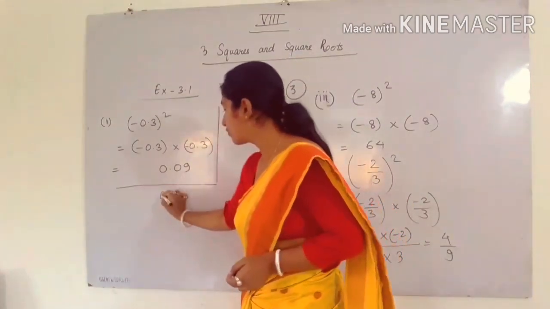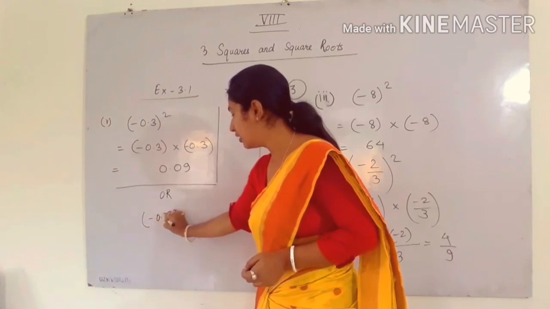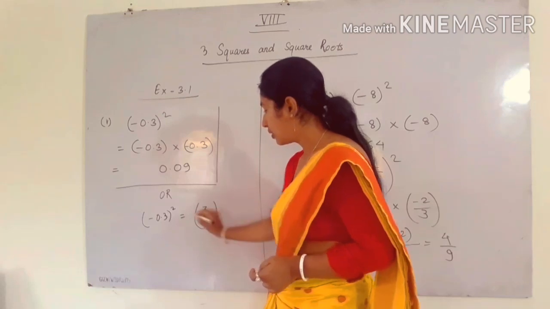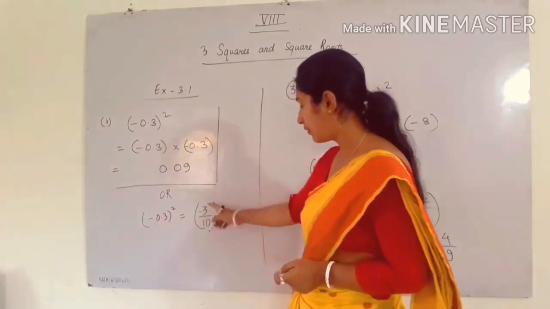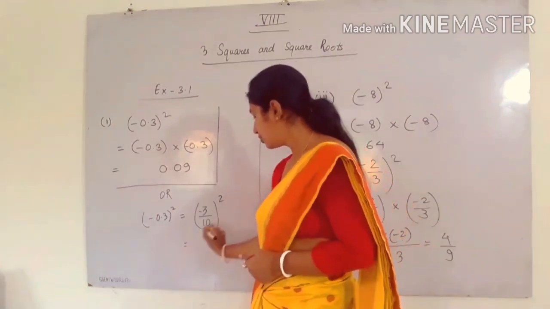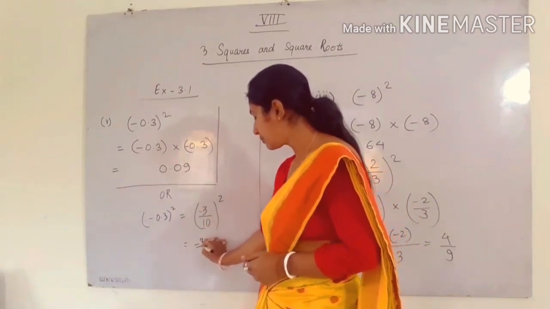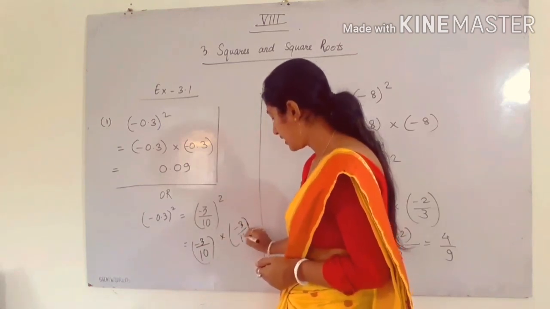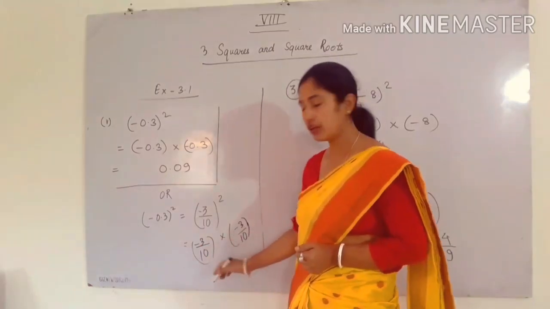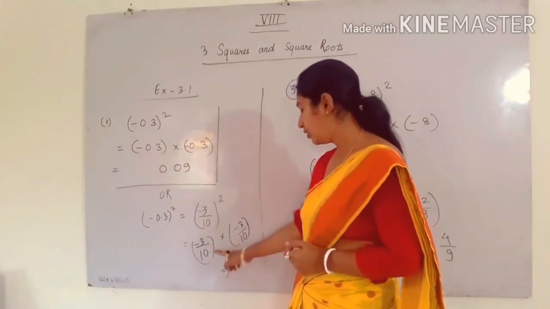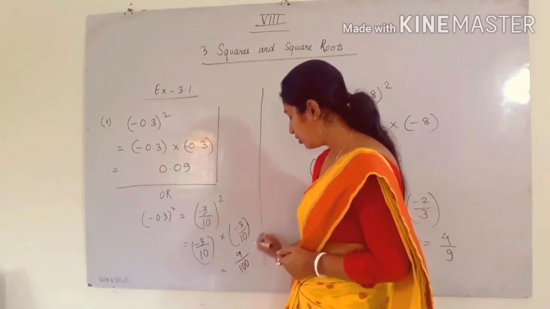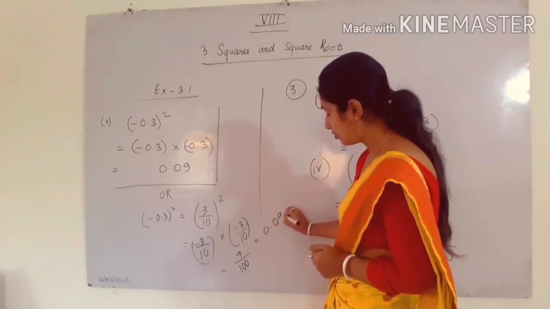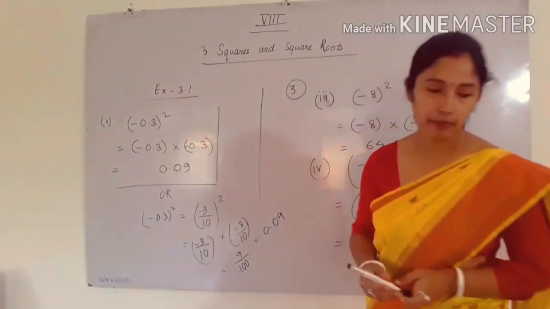Or you can do it in this way also. So minus 0.3 whole square is equal to, you can write minus 3 by 10 whole square, because when we convert this decimal into fraction, we will get 3 by 10. So that means minus 3 by 10 into minus 3 by 10. So minus 3 into minus 3, you have to write in numerator, you will get plus 9, and 10 into 10, you will get 100. So 9 by 100, in decimal again we can write it as 0.09. So the answer is the same. Okay.